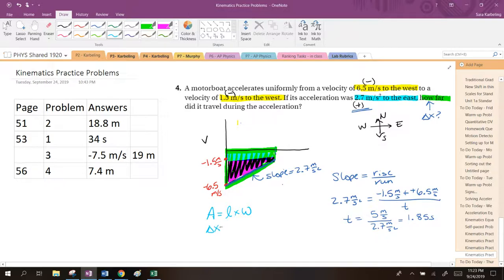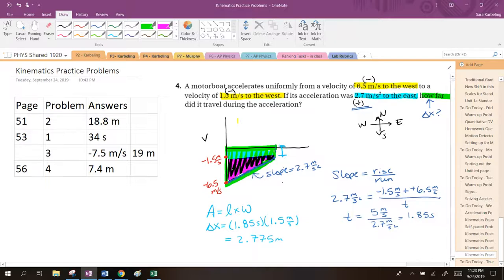So the change in position for that piece is going to be 1.85 seconds times 1.5 meters per second, right? Because that's just this distance here. That's all I'm looking at, that little piece right there, okay? So I've got 1.85 times 1.5 gives me 2.775 meters, okay? And then I can do the other piece, the magenta triangle.